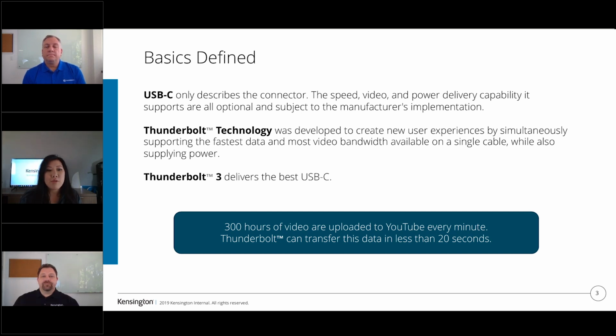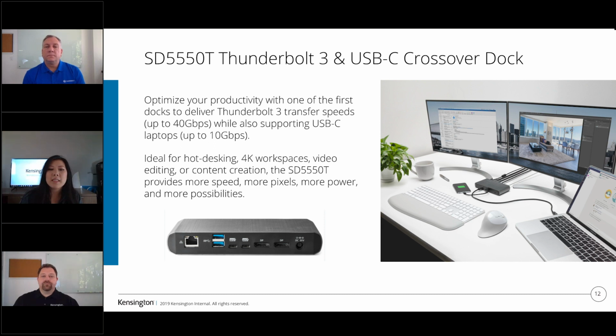So with Thunderbolt 3, there's some confusion on docks that say that they're backwards compatible with USB-C and not compatible. Like, what is the difference? And can you break that down, Jeff?